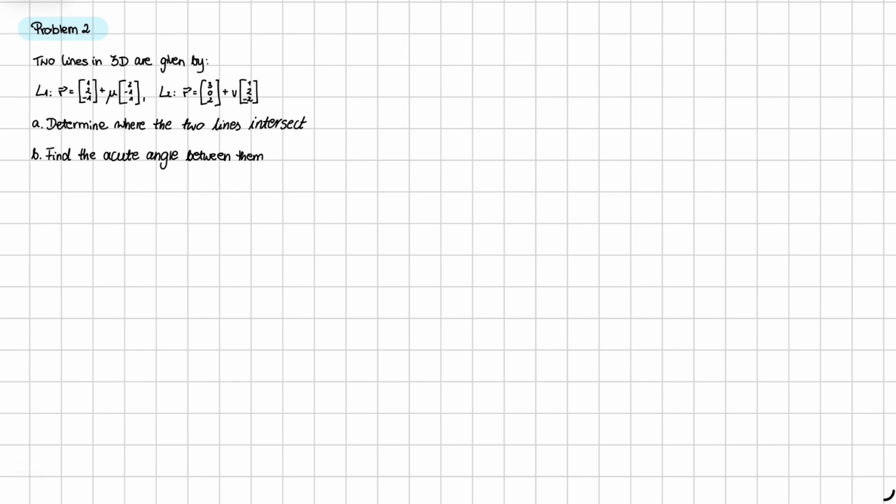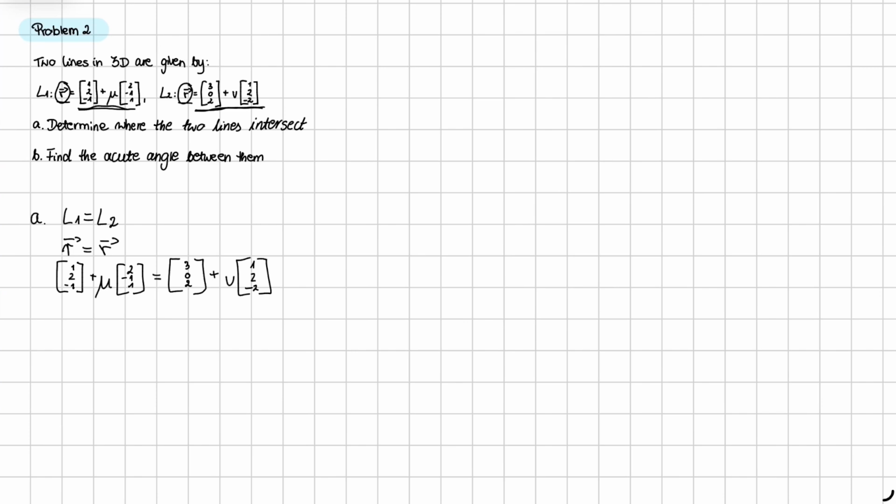Problem 2. Two lines in 3D are given by, and we are given L1 and L2. A. Determine where the two lines intersect. So if they intersect, they have to be equal at this point. So L1 has to be the same as L2, so our vector r has to be the same as this vector r. So also our right hand side has to be equal to this right hand side.